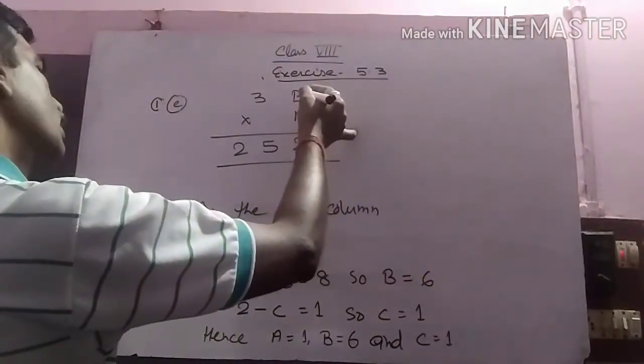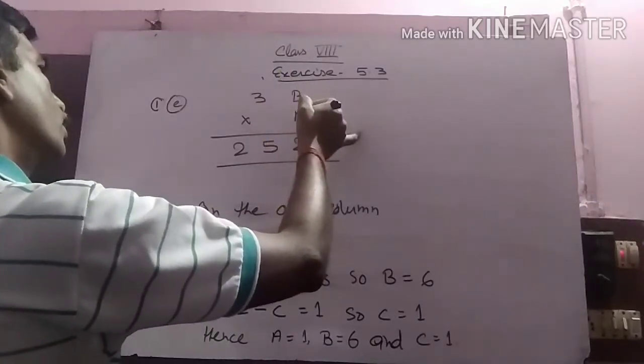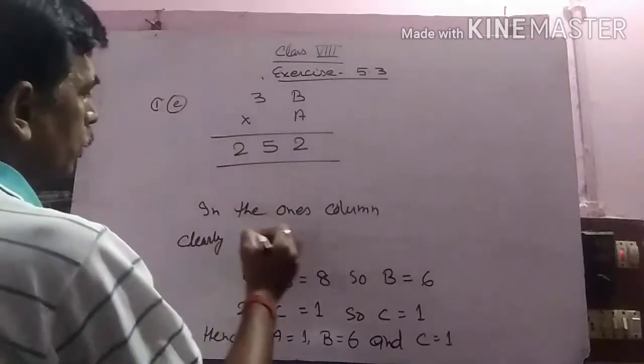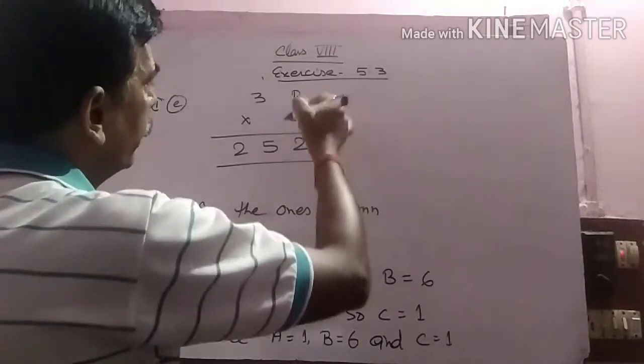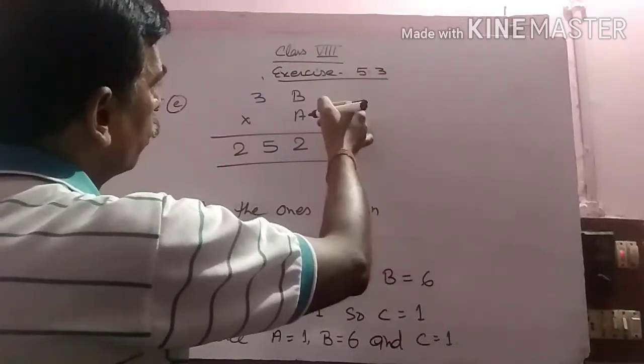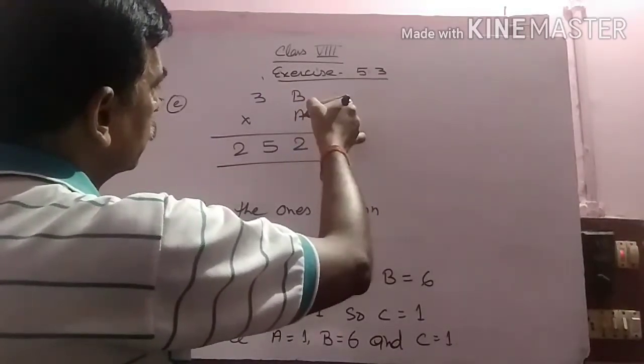6 twos are 12, 6 threes are 18. So A will be 6, 6 threes are 18. 24. So it will be 4 threes are 12.